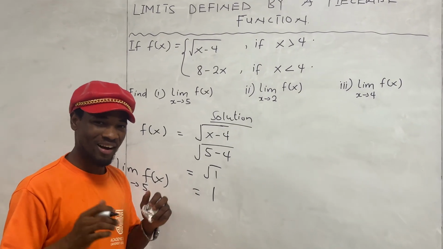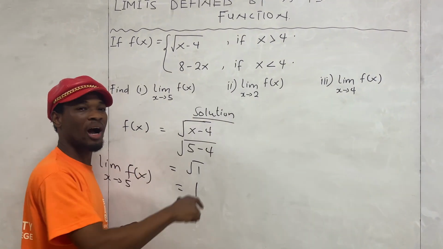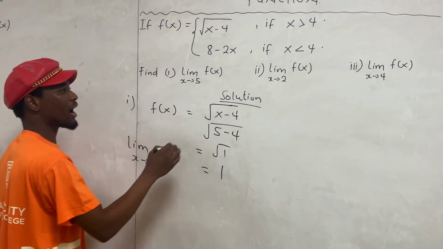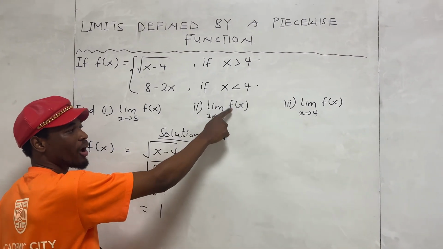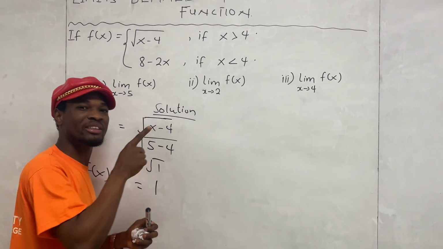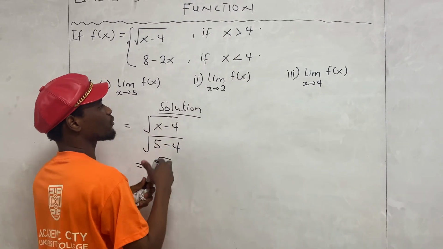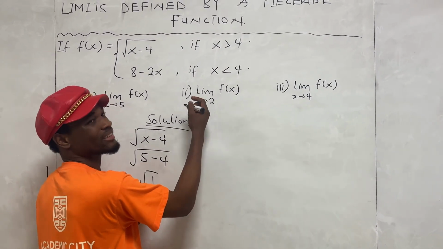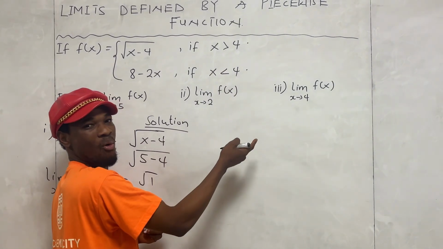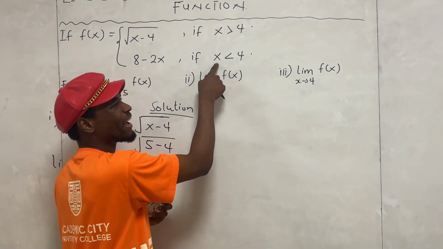As simple as that. Using the same concept, let's work out question number 2. We have the limit of f of x as x approaches 2. Ask yourself, what are we supposed to do? The trick is to consult the boundaries, the restrictions. We have x approaching 2, so let's test: is 2 greater than 4 or is 2 less than 4? We already know that 2 is less than 4, so we can say x is less than 4.